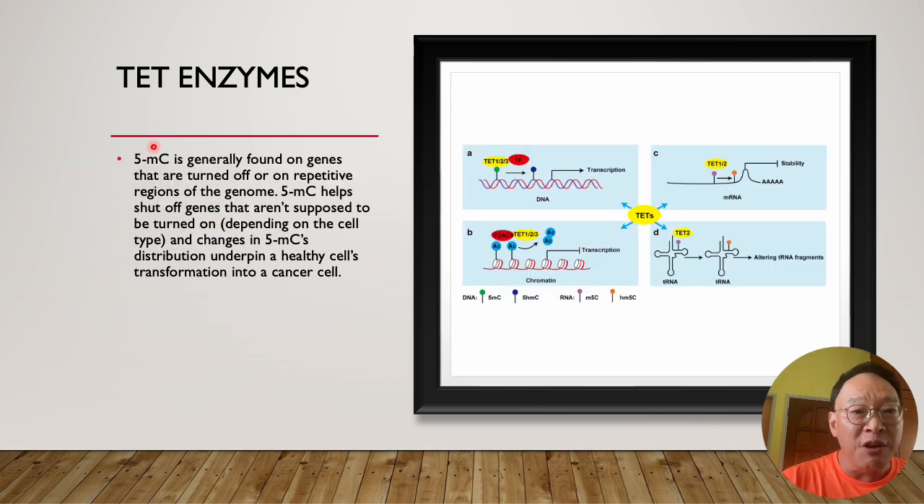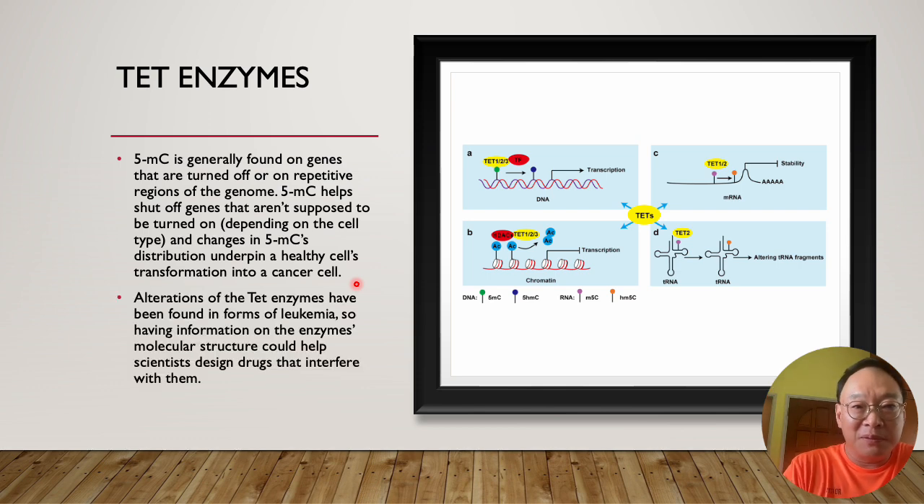5-MC is generally found on genes that are turned off or on repetitive regions of the genome. 5-MC helps shut off genes that aren't supposed to be turned on, depending on the cell type. And changes in 5-MC distribution underpin a healthy cell's transformation into a cancer cell. That means if your 5-MC is not working, the genes that are not meant to be turned on are turned on because there's not enough 5-MC. Then it can lead to a cancer cell. Alterations of TET enzymes have been found in forms of leukemia, so having information on the enzyme's molecular structure could help scientists design drugs that interfere with the process of cancer development.